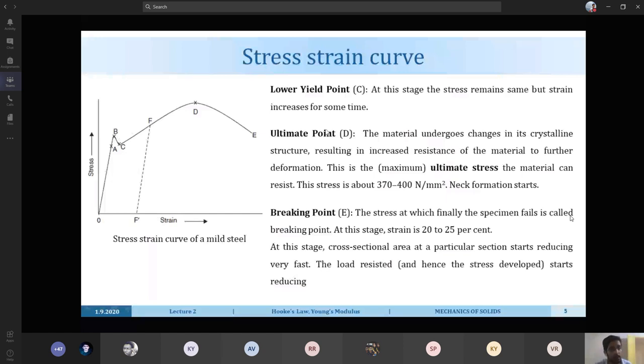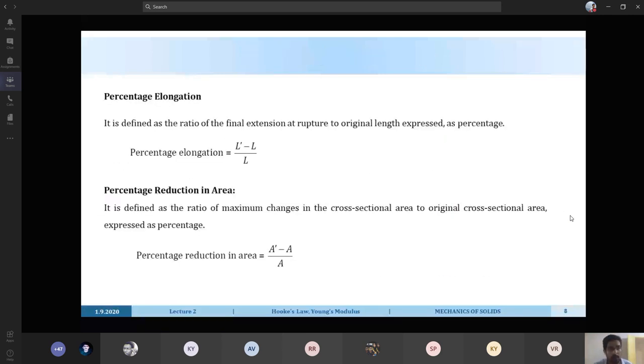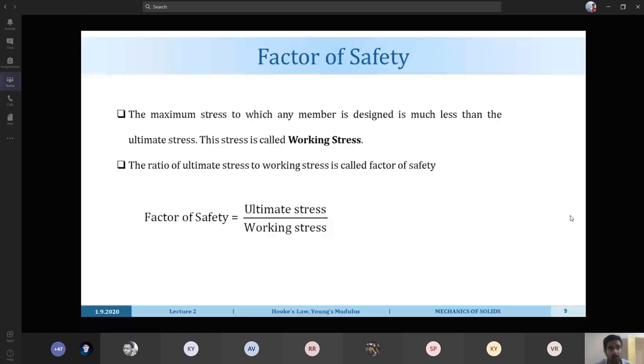If it is beyond the yield stress, there is a permanent deformation in the bridge, and the permanent deformation decreases the strength of the structure. Finally, the stress should never cross the ultimate stress. So we define a working stress, which is the maximum stress to which any member is designed, and it should be less than the ultimate stress. We define the factor of safety as the ratio of ultimate stress to the working stress.